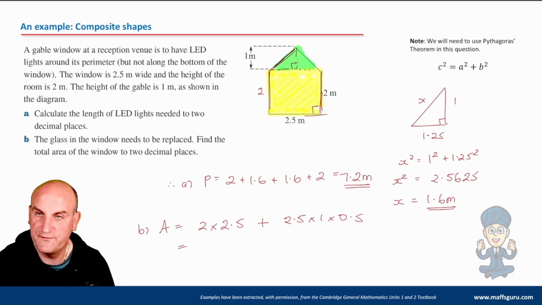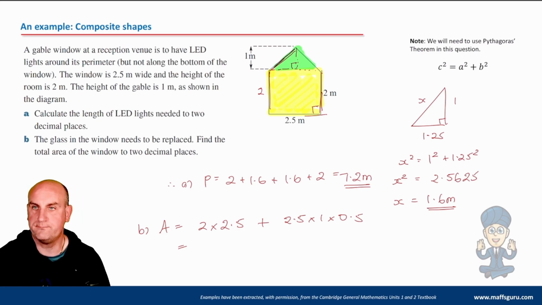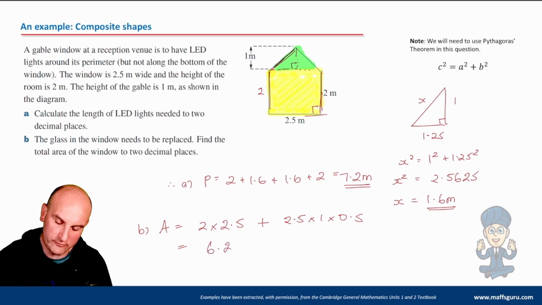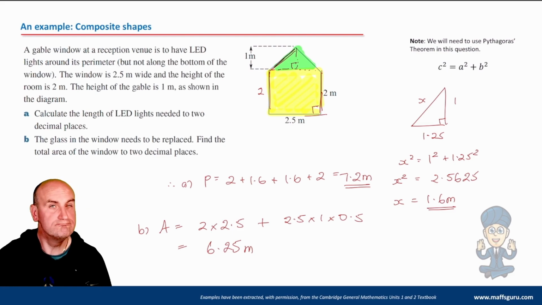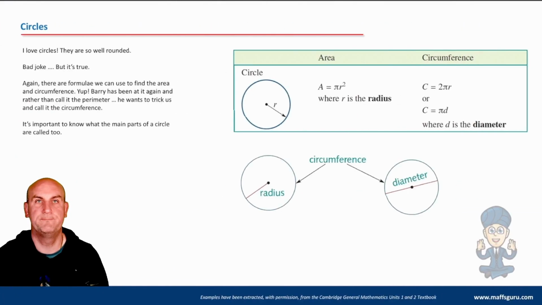2 times 2.5 is 5. Add on 2.5 times 1 times 0.5 gives me 6.25 meters. Nope, meters squared, because we are in area.